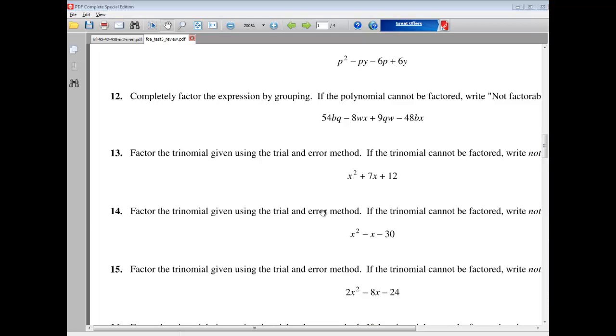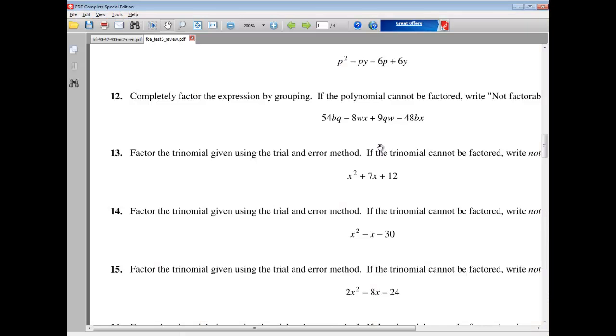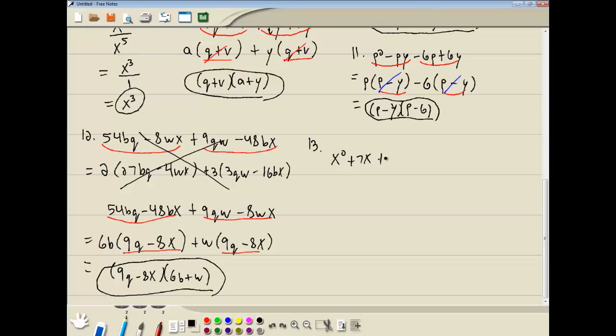Okay, number 13. We got x squared plus 7x plus 12. Let's see, GCF, they don't have anything in common. Grouping needs four or more terms. PSD, x squared, no number in front of our x squared, so we're going to use the PSD method. In PSD, we take the number at the end, ignoring signs, so the 12, and we come up with our 3 columns. P column, we write down all products that give us 12. We got 1 times 12, 2 times 6, 3 times 4.